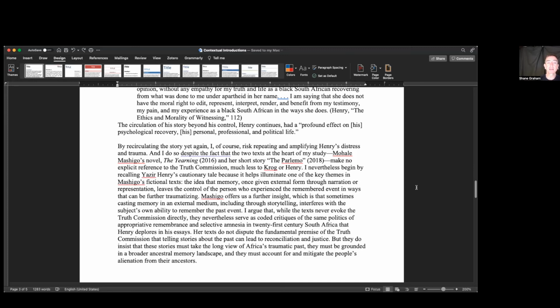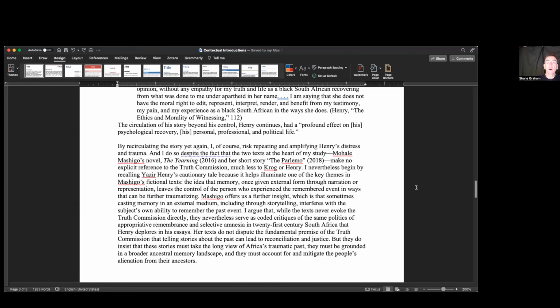I nevertheless begin by recalling Yazir Henry's cautionary tale, because it helps illuminate one of the key themes in Mashiko's fictional texts, the idea that memory, once given external form through narration or representation, leaves the control of the person who experienced the remembered event in ways that can be further traumatizing. Mashiko offers us a further insight, which is that sometimes casting memory in an external medium, including through storytelling, interferes with the subject's own ability to remember the past event.